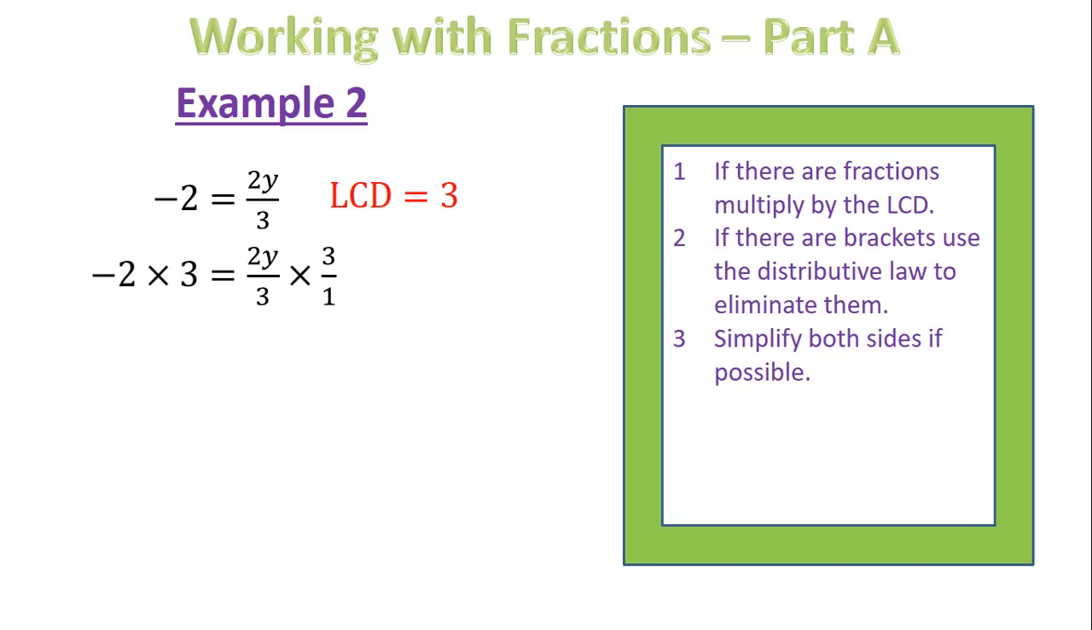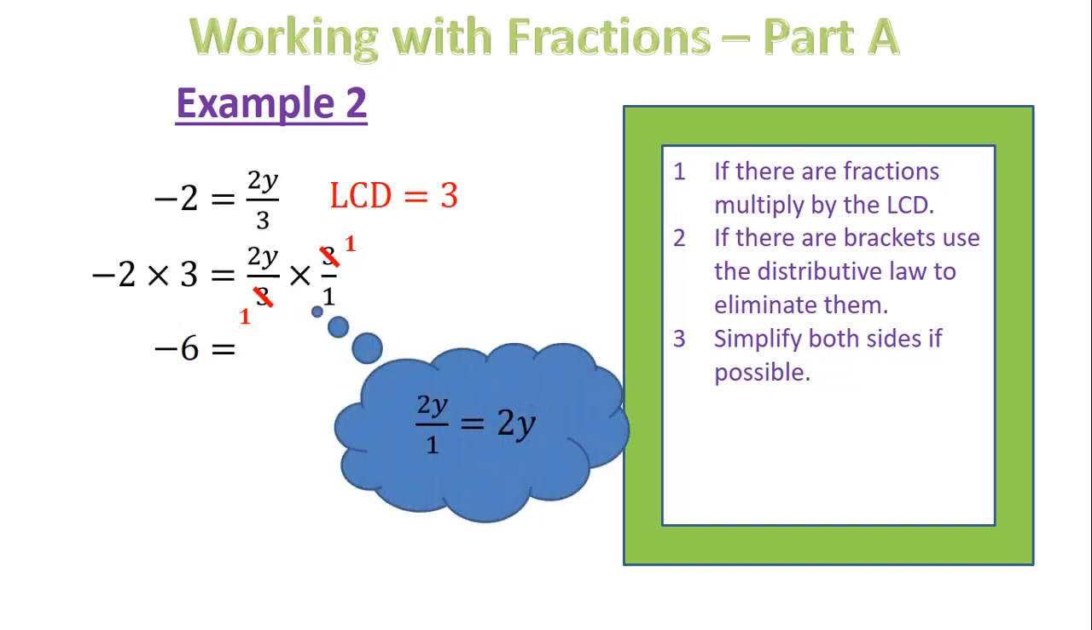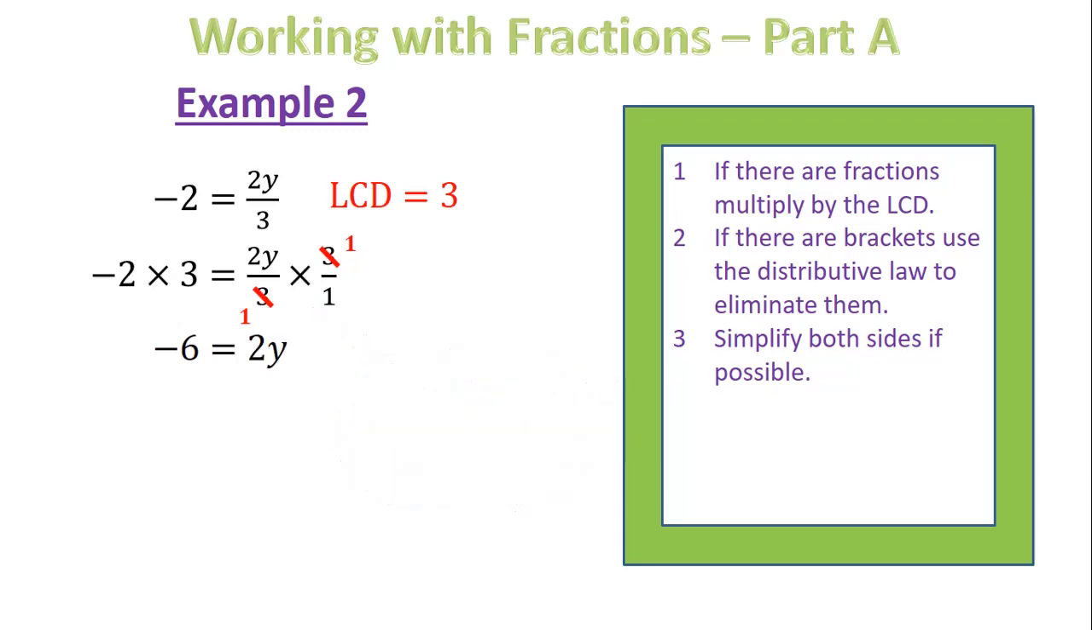Now let's do it. Negative 2 times 3 gives us negative 6. That equals, and now we need to cross cancel. So 3 goes there once, 3 goes there once. Now on my top, or my numerator, I have 2y times 1, which is 2y. In my denominator, I have 1 times 1. So I have 2y over 1. And 2y over 1 equals 2y. Step 1, done. Step 2, if there are any brackets, well, there are no brackets. Step 3, simplify both sides if possible. Well, they already are simplified.